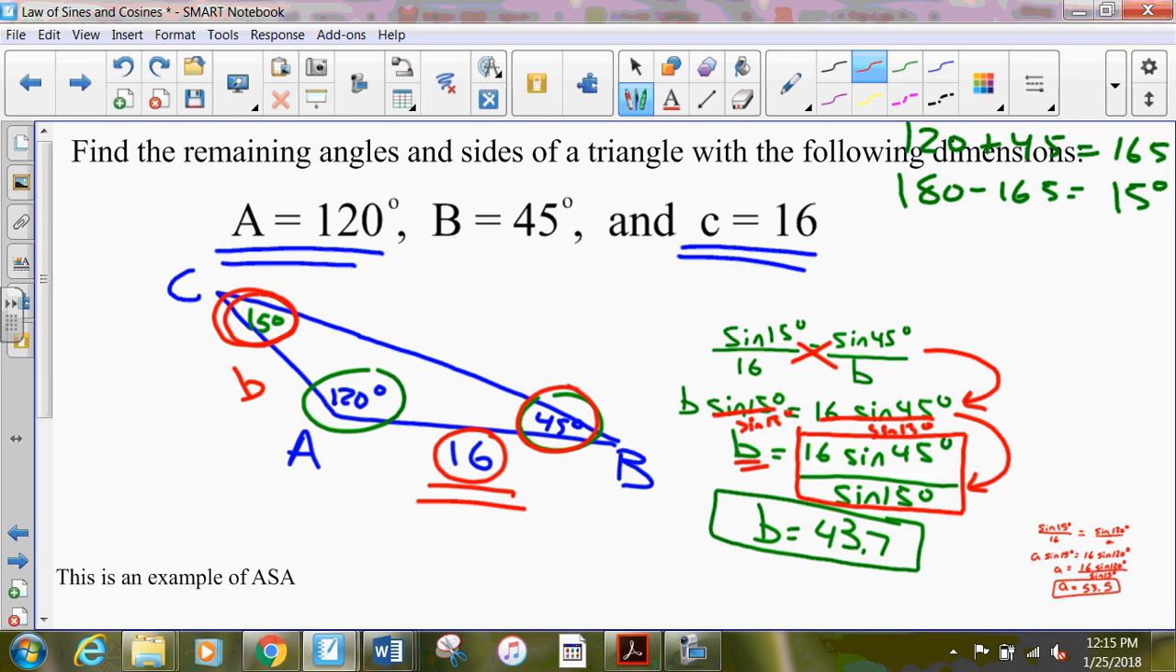Once again, that may seem a lot bigger than the other side, that's 16, but it makes sense, right? Within the same triangle, if an angle only opens up a little bit, like 15 degrees, well, then its opposite side is going to be way smaller than the angle in that same triangle that opens up really wide to 120.